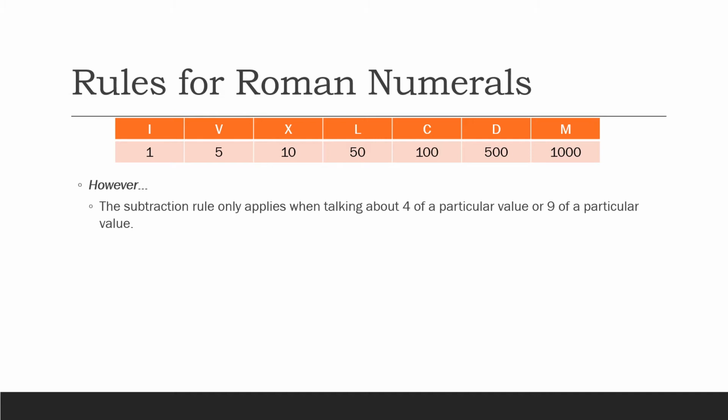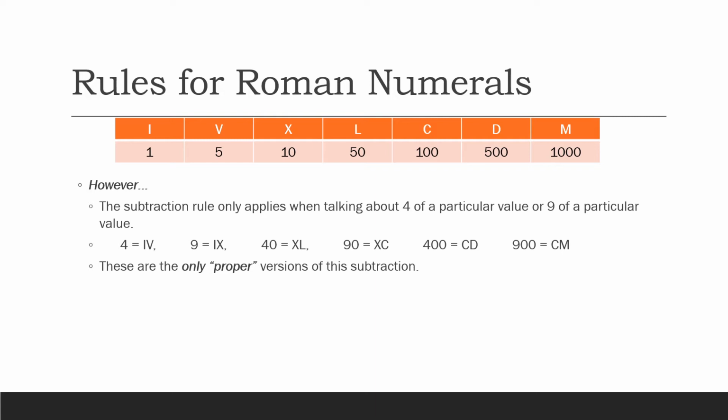Be aware that this subtraction rule only applies when we're talking about 4 of a particular symbol or 9 of a particular symbol. Specifically, the numbers 4, 9, 40, 90, 400, and 900 use the subtraction rule, and everything else doesn't. Now, to be fair, a term like 96 would be XC, and then the 6 is just VI. So you can combine these with other things, but you can't write something like 80 as 2 X's before 100.